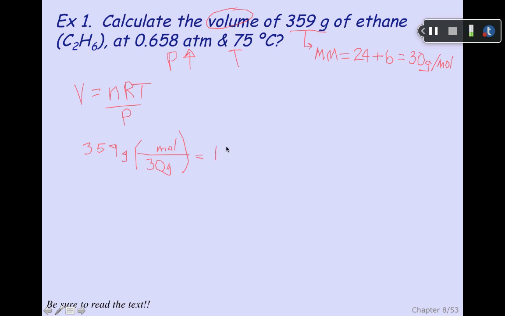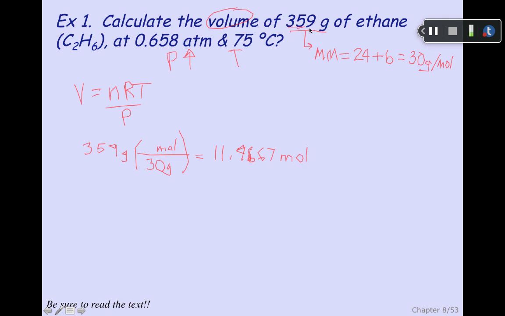Again, I hope you paused the recording long enough to do your calculation. That's what I did actually. And the number I come up with here is 11.9666, lots of sixes here. So let's just call it 11.967, and that would be moles.